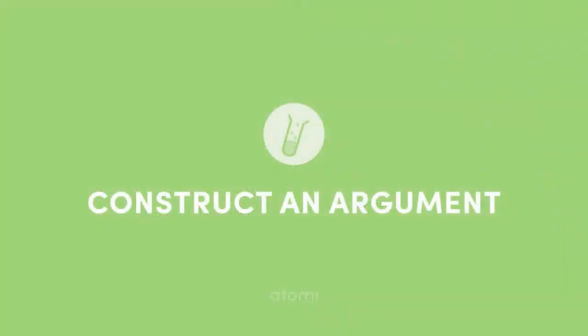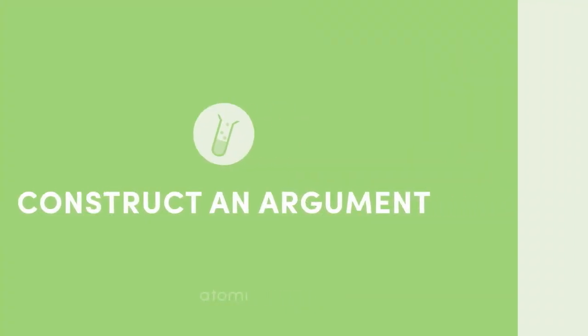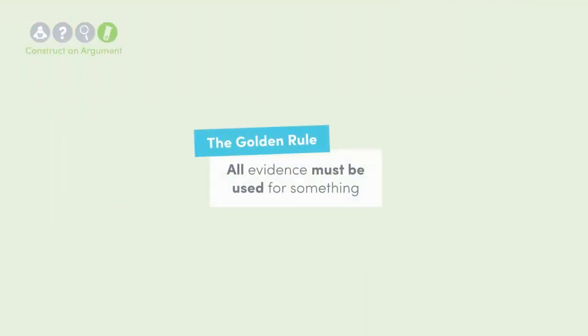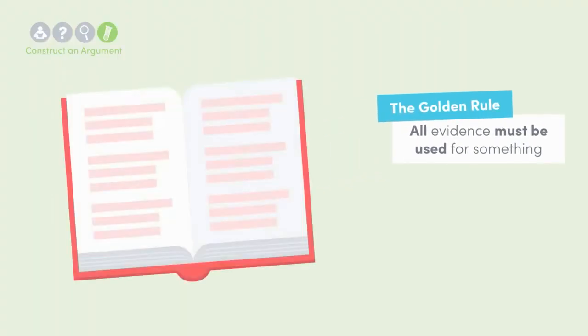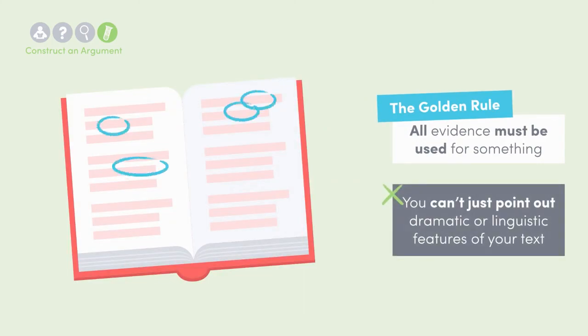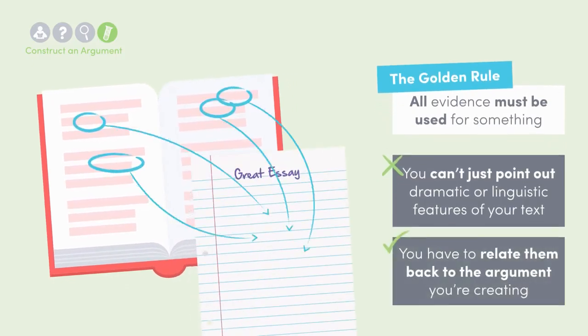Now for the last part. When you're constructing an argument, you must always remember the golden rule. All evidence must be used for something. Maybe this sounds a bit obvious, but try to always keep this in mind when writing your essays. You can't just point out different dramatic or linguistic features of the text, fun as this is. You have to relate them back to the argument that you're creating.